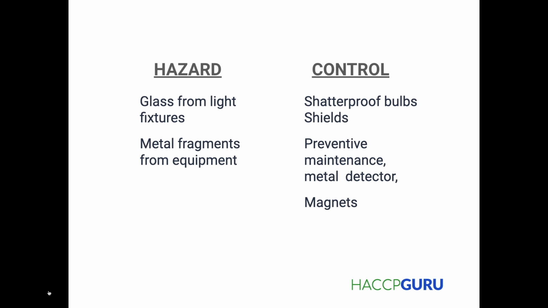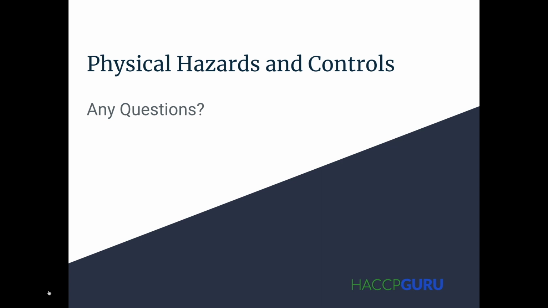I think it's a series of these, where we have the hazard and the control. The hazard is glass from light fixtures. The control is shatterproof bulbs and shields, and I also include inspections on a set frequency. Next item, metal fragments from equipment. You have preventive maintenance, metal detectors, and magnets to control these hazards. Oh, I thought I had more examples.